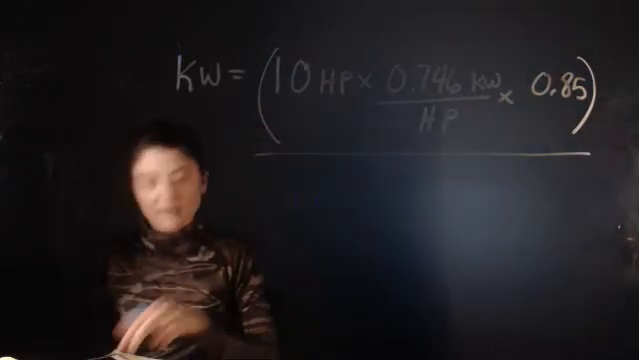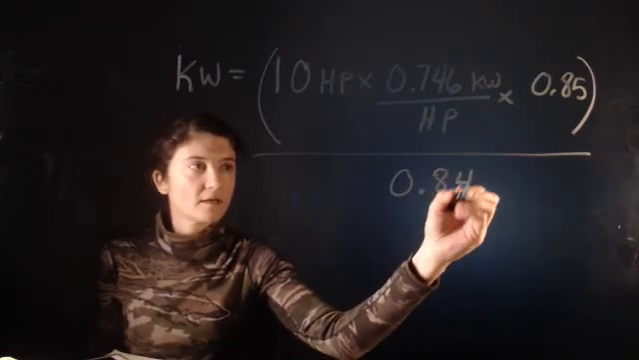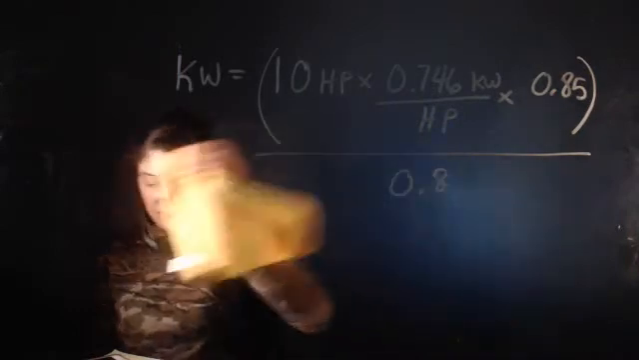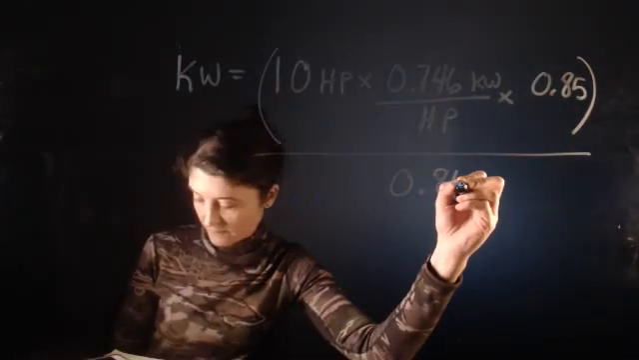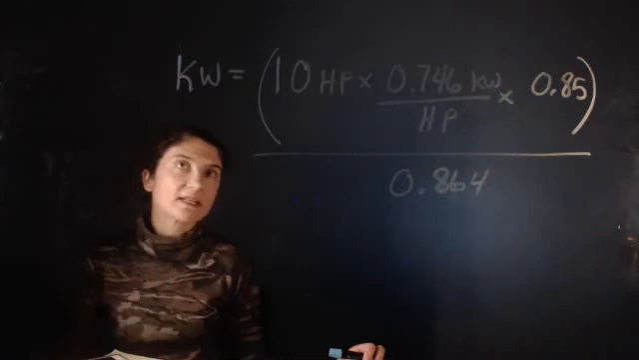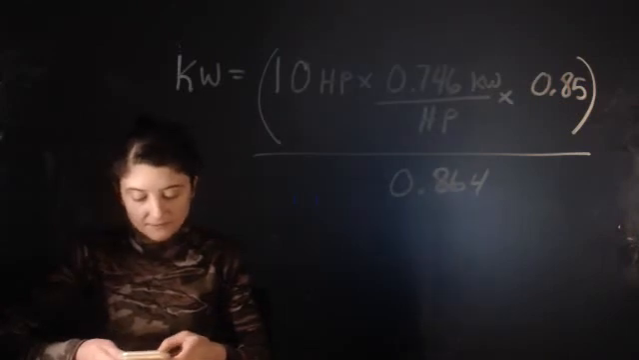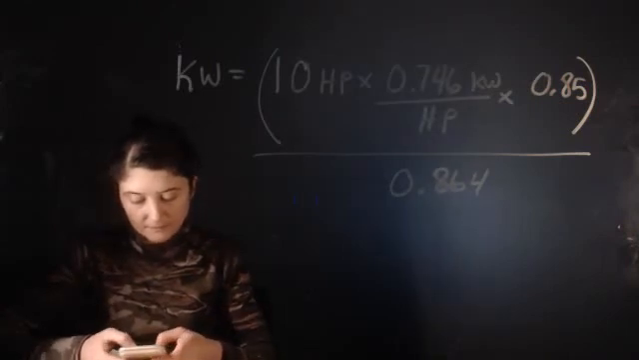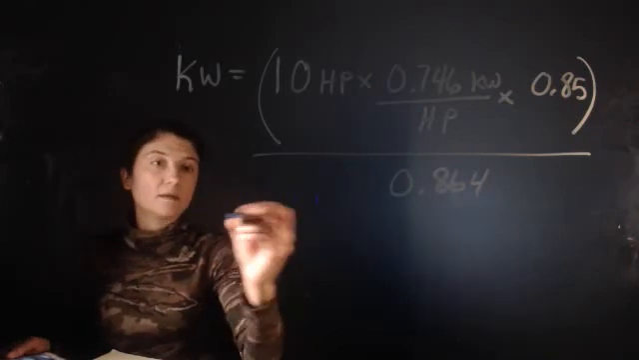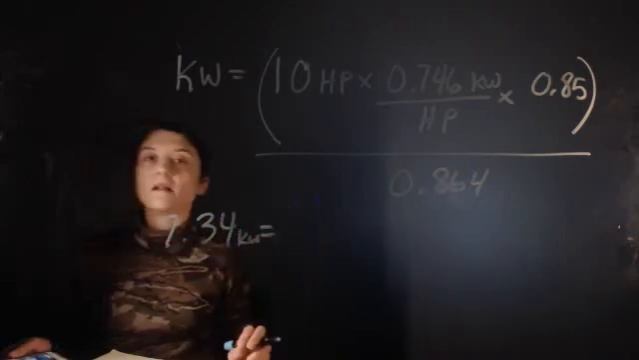And this motor is a standard efficiency for a 10 horsepower motor. It's about 85% efficient. Actually, I reversed the numbers here. I wanted it to be 0.864 efficiency. So let's calculate how much kW the motor is currently using. Okay, and as it turns out, the motor, if you do the math, is using about 7.34 kW of power.